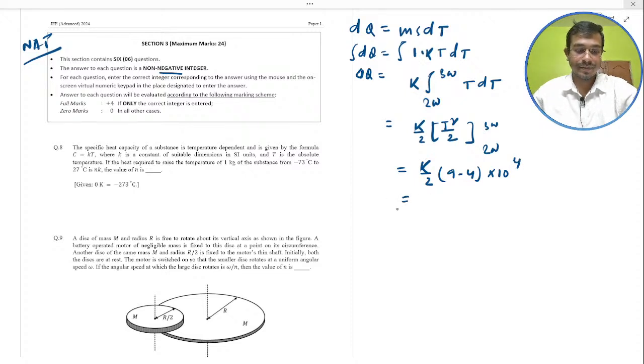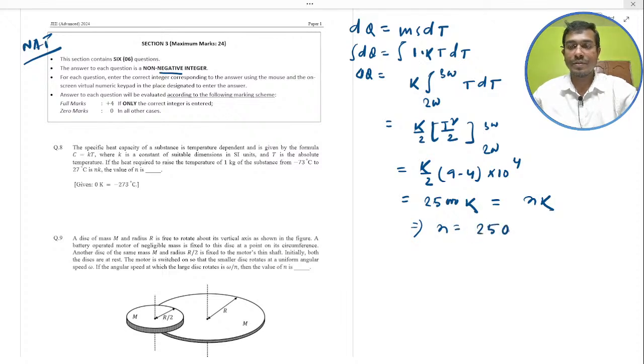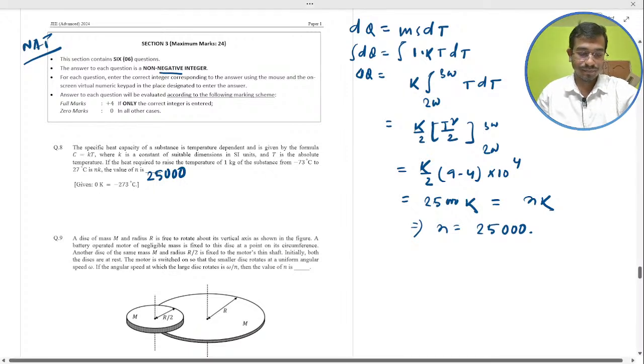So you would get 25,000 k. This is equal to Nk. That means N equal to what? 25000. N is 25000. This will be the answer. Next.